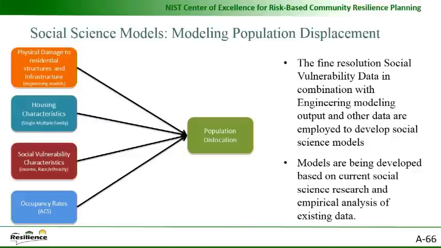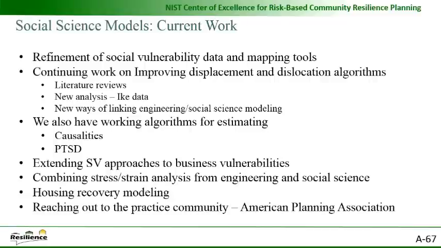Most importantly for our modeling, we're using these data to model dislocation, or population dislocation. We're taking engineering output from our engineering models in terms of damage to residential structures. We're looking at housing characteristics, social vulnerability issues, in particular income and race, and then occupancy rates. We're linking those together to come up with very fine resolution that can be aggregated up in terms of population dislocation. We're also refining our social vulnerability data and mapping tools, continuing to improve displacement and dislocation algorithms.